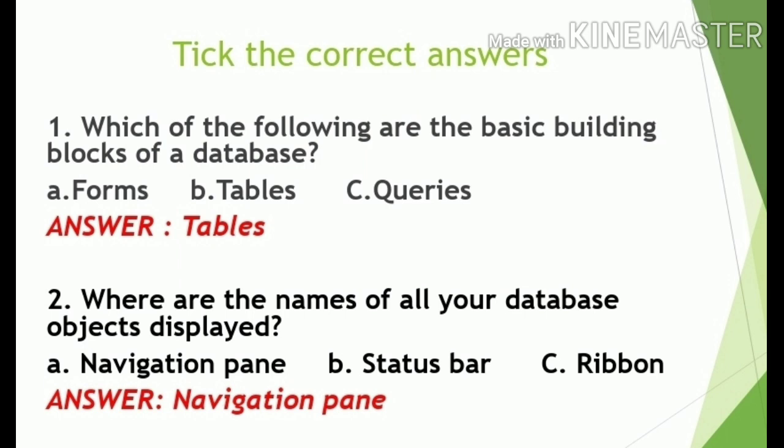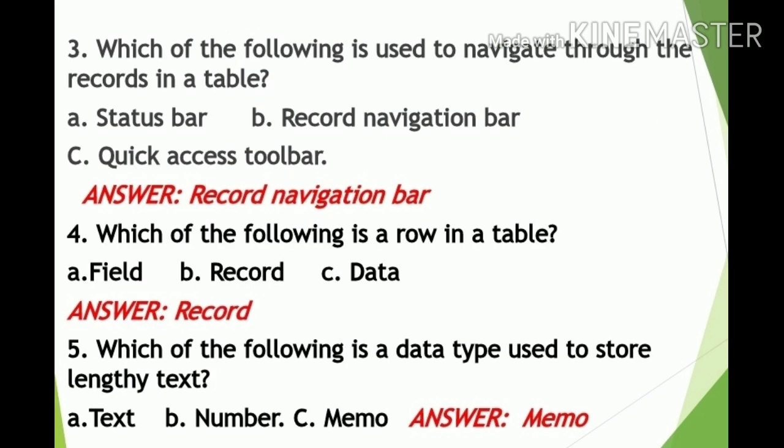Number 2. Where are the names of all your database objects displayed? Option A, navigation pane. Option B, status bar. Option C, ribbon. The answer is navigation pane.